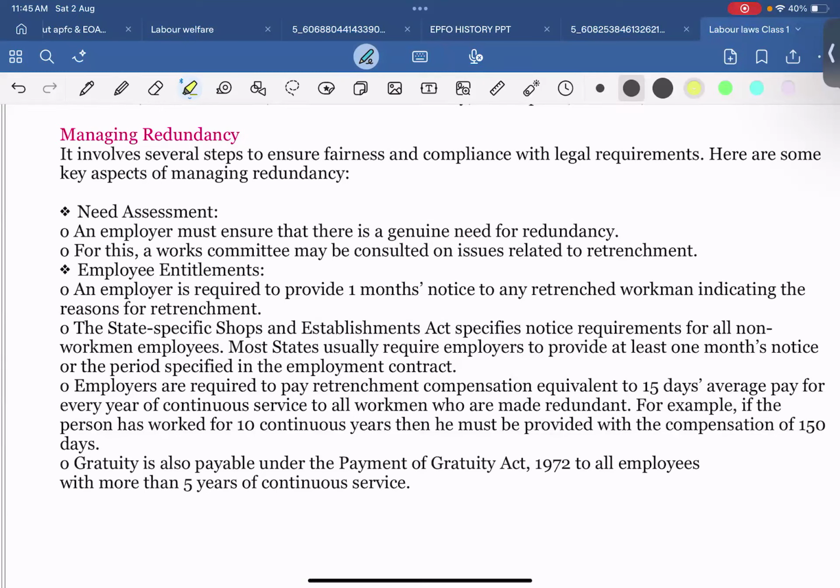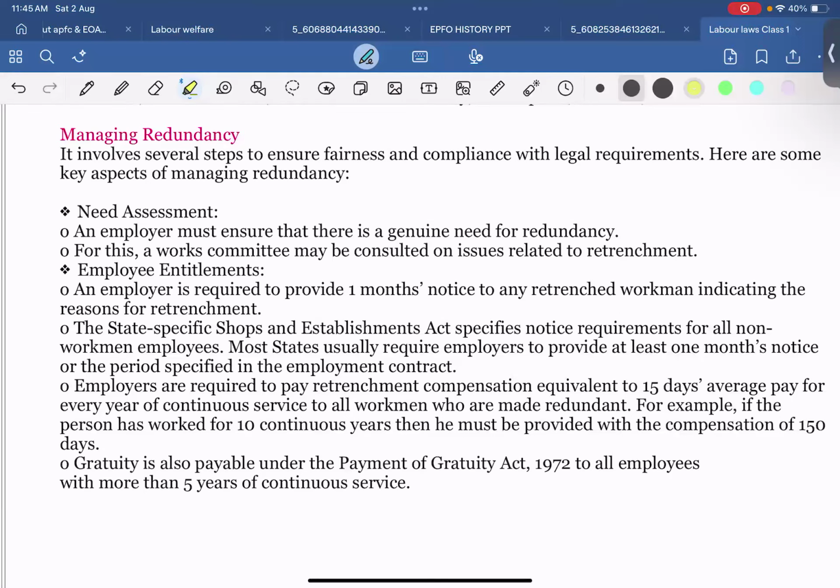Some more examples of what, dear Sunil Rathod? I have seen redundant. Okay. Redundancy means retrenchment, right? So what does redundancy mean?